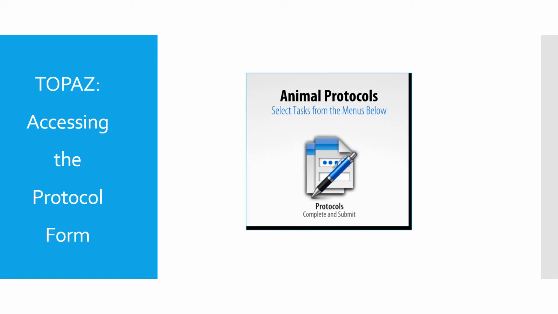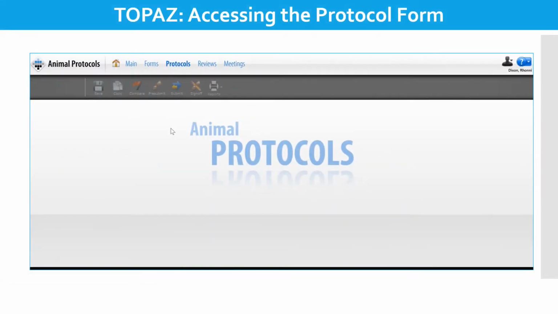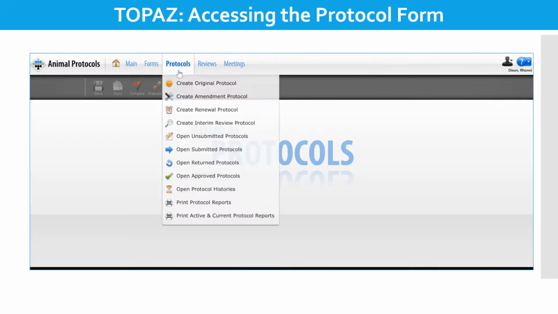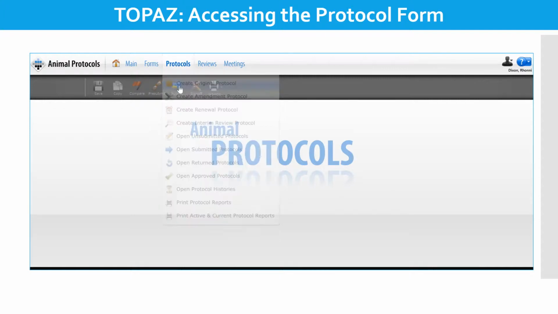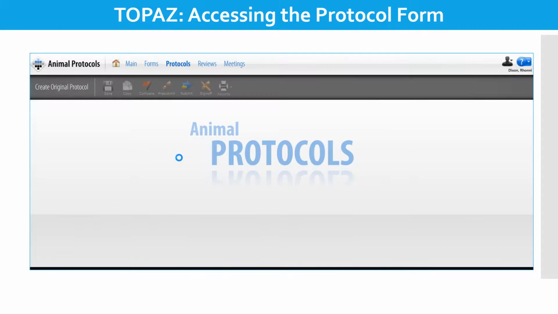To create a new protocol, access the Protocols menu by hovering the mouse over the Protocols icon, then clicking on Create Original Protocol. You may also use the Protocols menu at the top of the screen, and again hovering the mouse over the menu title, then click on Create Original Protocol. Select the Animal Research Request form by clicking once on it.